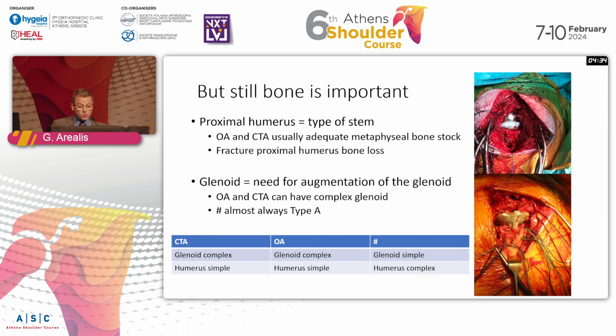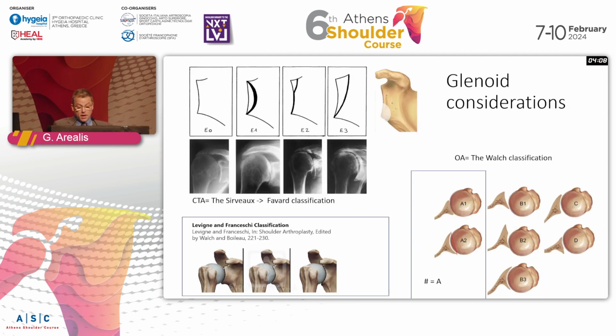The glenoid is usually the opposite. In fractures, it's always some form of a type A glenoid, unless it's a joint fracture of the glenoid and the proximal humerus, which is not very common. Whereas in osteoarthritis, and mainly in cuff arthropathy, you might have complex glenoids, and you need to deal with it either with augmented metal back glenoids or with bone augmentation and bio-RSA. And these are the main glenoids we need to consider. I just remind you what A glenoids mean.